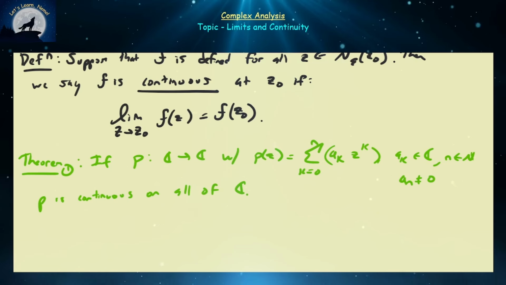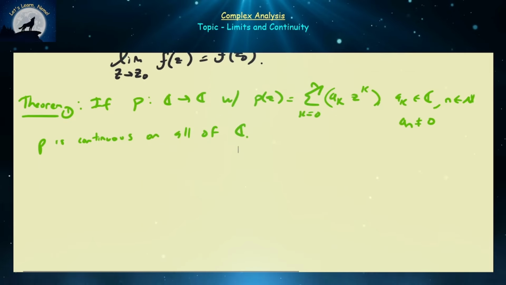And why is that the case? Well, we can plug in any number to z^k and add them up, multiply them, power them, and still get a complex number as long as everything is finite and defined, which it is in the realm of polynomials. So polynomials are everywhere continuous, just like they were in the realm of R.